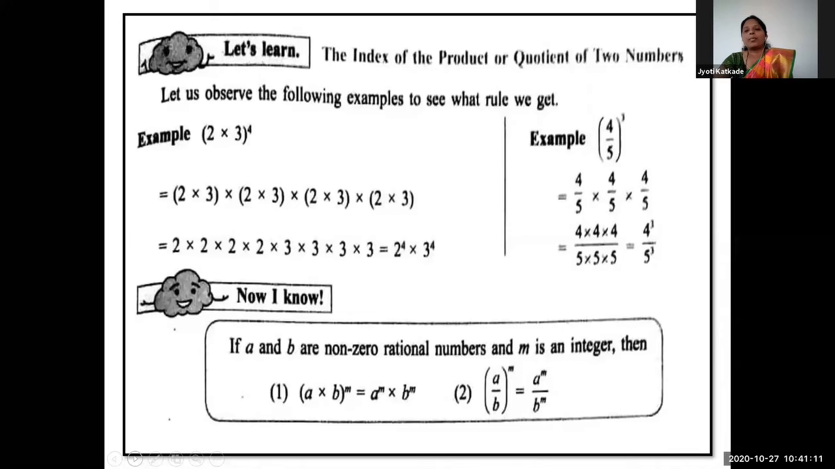And the second example is 4 divided by 5 bracket raised to 3. From this example, there is a second rule: A upon B bracket raised to M is equal to A raised to M divided by B raised to M. All of you understand this? How we get this rule? From the example. Okay. See next.